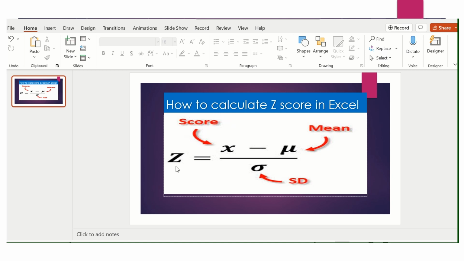The formula of Z score is the score value minus the mean of the different scores, divided by the standard deviation. So that is the formula: score minus mean divided by the standard deviation. So using Excel, how can we calculate Z score? Let us see it.